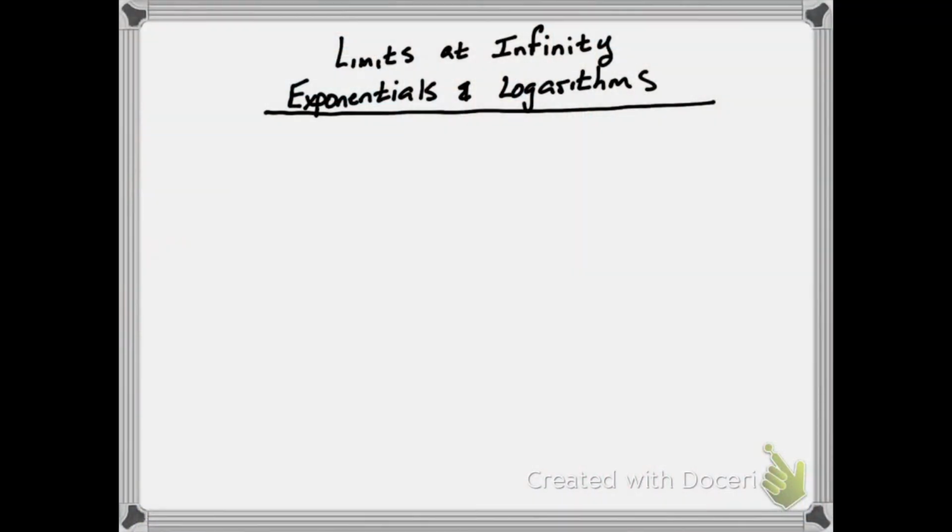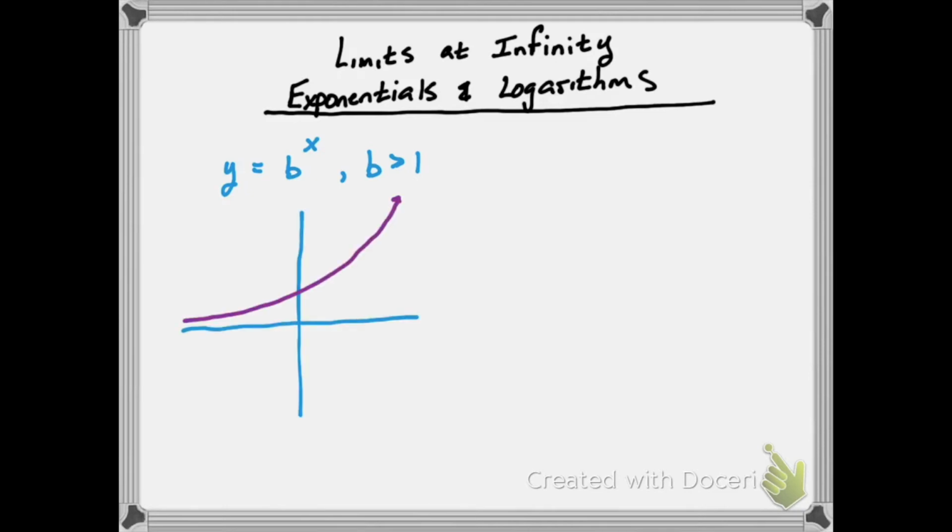Throughout calculus, oftentimes it'll be important to recognize the limits of common exponential and logarithmic functions. Let's start by looking at a common exponential function, b to the x, where b is greater than 1. The graph of this function is going to look like so, increasing as we go off to the right and headed towards 0 as we go off to the left.